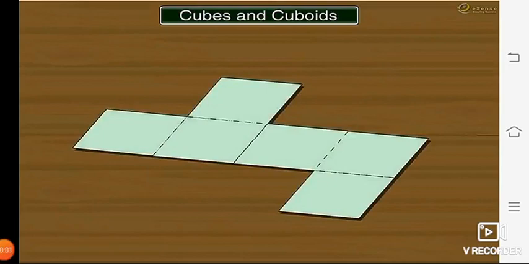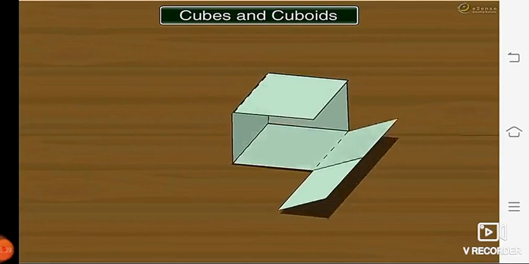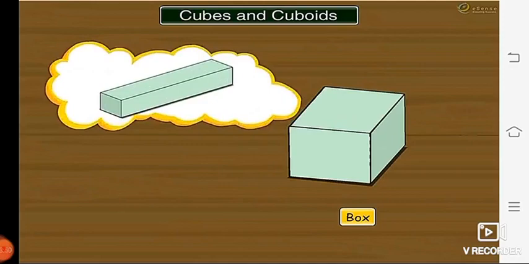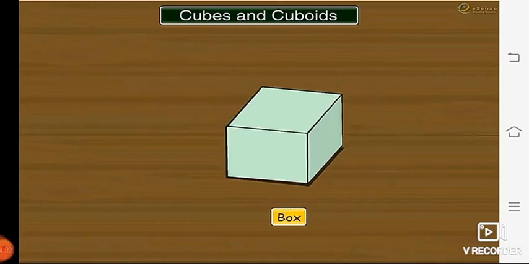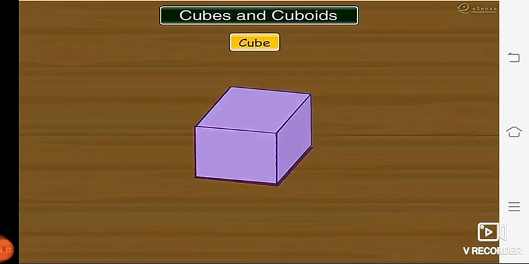Now look at this net. You can see the bold lines. Yes, we will fold it at the bold lines. After folding, again we are getting a 3-dimensional object like a box. What difference do you see in the previous shape and this shape? In the previous shape, the faces of the figure were rectangles, and here the faces are square in shape. When all the faces of a quadrangular prism are equal squares, it is called a cube.